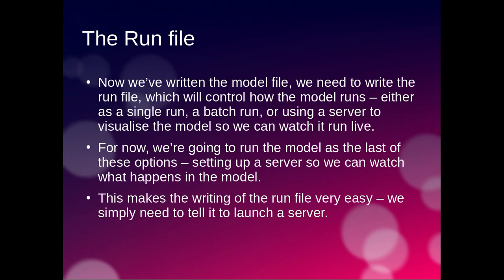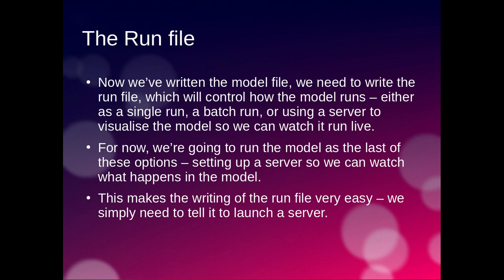So we've now written the model file for the moment. We're going to add some bits to it later, but for now we've completed the model file. There wasn't too much to do to create our model here. The next thing we need to do is to write our run file. Remember we said that we'll need a run file, and that's the thing that's actually going to run the model. And remember we said that the run file will either run the model as a single run or as a batch run, or it'll use a server to visualize the model so we can watch it run live. And that's what we're going to do in this case. We're going to set up a server so that we can run the model live and watch what happens.